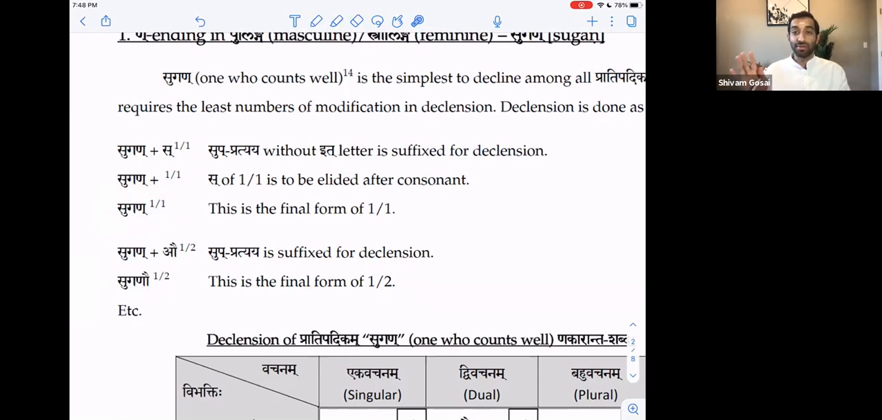Okay, remember we're just doing math. So now we have Sugan plus Su-o, o. So 1-2 is O. If you're wondering what I'm talking about, Su-o, just remember that's the pratyaya on page 126. So Sugan plus O. What do you think it is? Just add it together. Sugano.